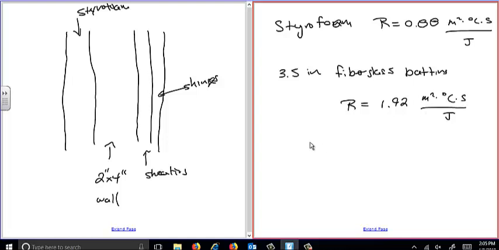Then you've got sheathing. Sheathing is usually a certain thickness, and the R value for sheathing is 0.23 meters squared, degrees C, seconds per joule. And the last thing is shingles. So they've got wood shingles.